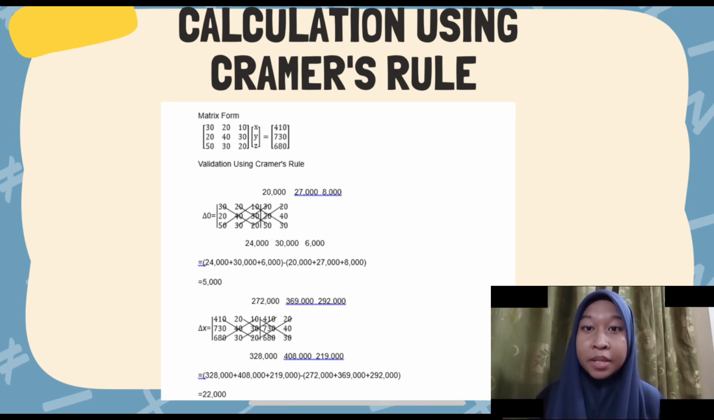I did this by cross multiplying diagonally from bottom to top 3 times, and then from top to bottom 3 times. After that, I subtracted both results. The answer I got for delta 0 was 5,000.